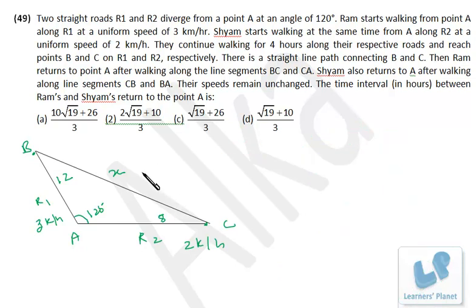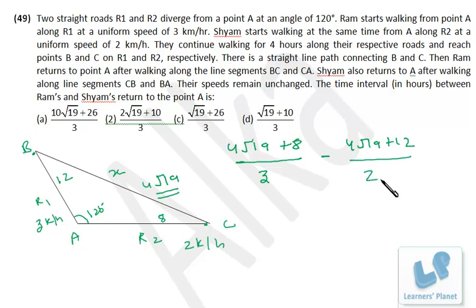Now the value of x is 4 root 19. Now the problem becomes simpler. Now this person has to cover the length 4 root 19 plus 8, right? And with the speed of 3 km per hour, how much time will it take? It's 4 root 19 plus 8, that is the total distance, divided by speed, that is the time taken by the first person, minus the time taken by the second person, which is 4 root 19 plus 12 by 2.